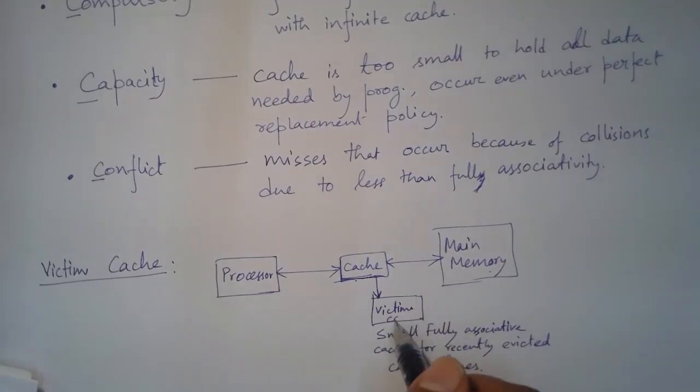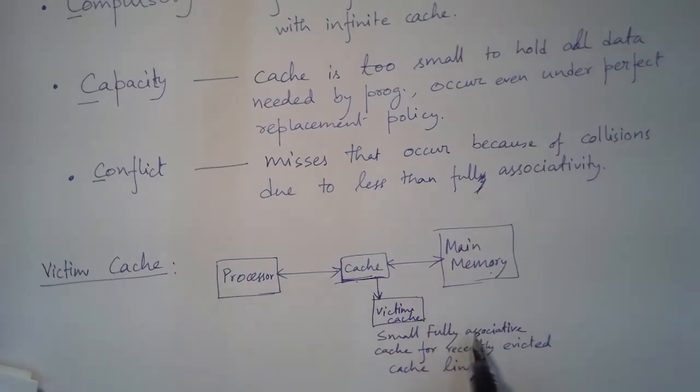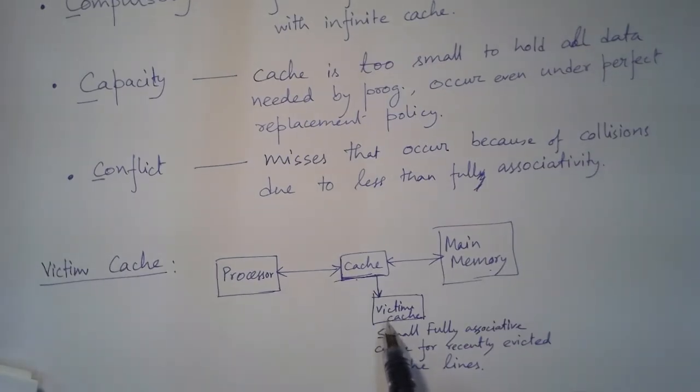Okay. Now, how does it help? Every time there is a miss, you first look into the victim cache. And if the data is available, then you get the data from there, and of course, you put the block also into your main L1. That way you can handle the conflict misses much better.